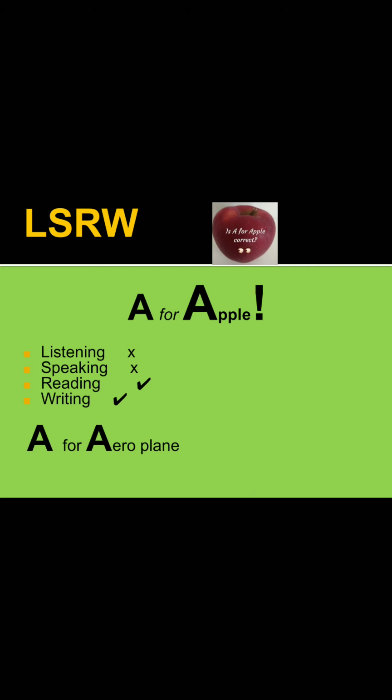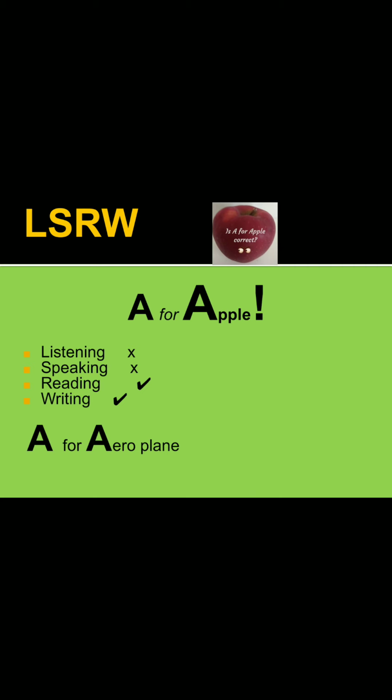Let's go to the next category, speaking skills. Under speaking skills, if I see A for apple, again the same way we say A, our mouth is in a different shape, and when we say apple, again it is a different sound. So under the speaking skills also, it is not right to say A for apple.